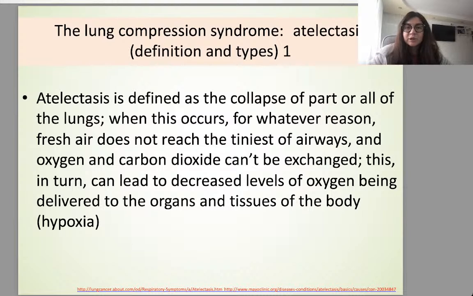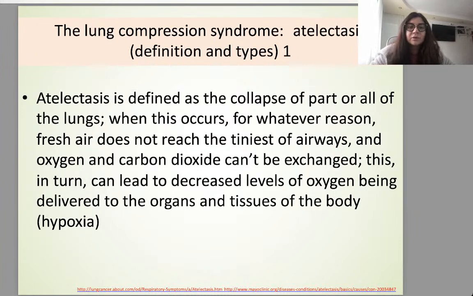And the next syndrome that I'm going to discuss with you today is lung compression syndrome, or another name for this syndrome is atelectasis. Let's give the definition and discuss the types of it. Atelectasis is defined as a collapse of part or all of the lungs.